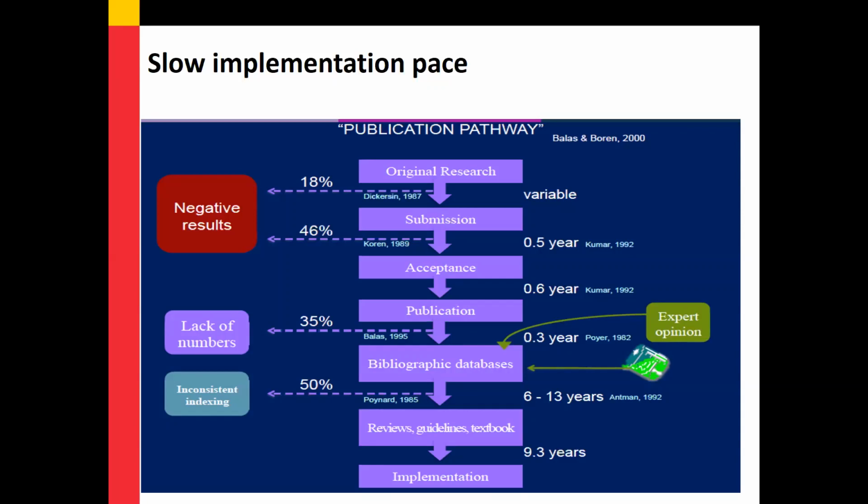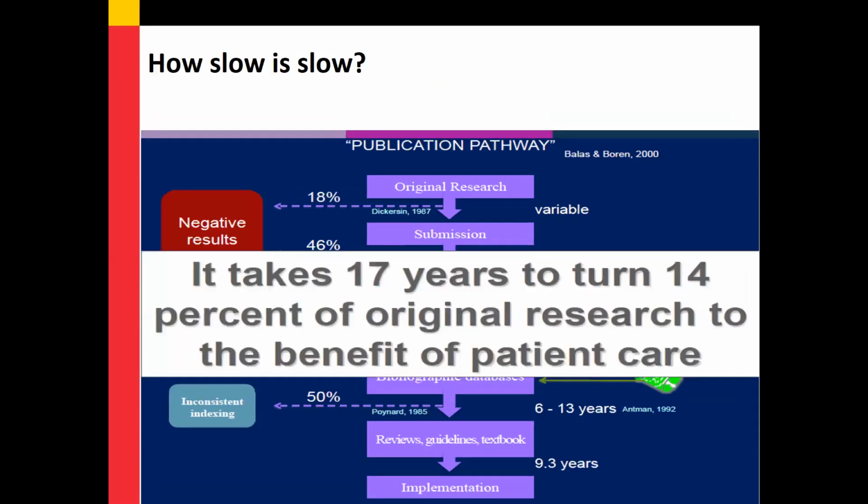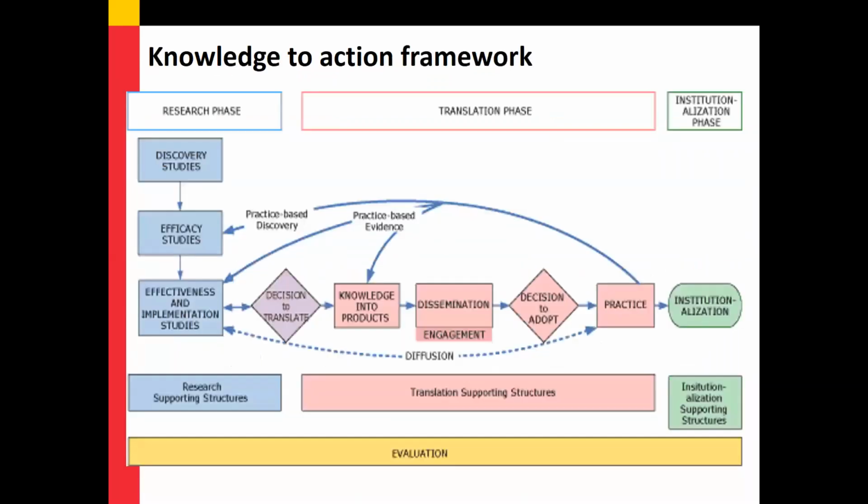Then, after 13 years, that evidence makes its way into reviews, guidelines, and textbooks, and finally, 9 years later into implementation. Can we sustain that level of progress when everything is moving very fast? So it takes 17 years to turn 14% of original research to the benefits of patient care. So what's the answer here?